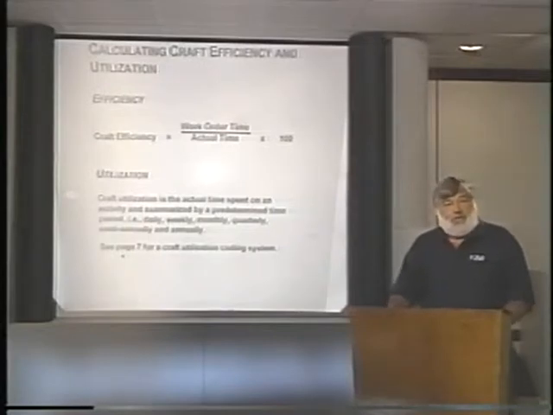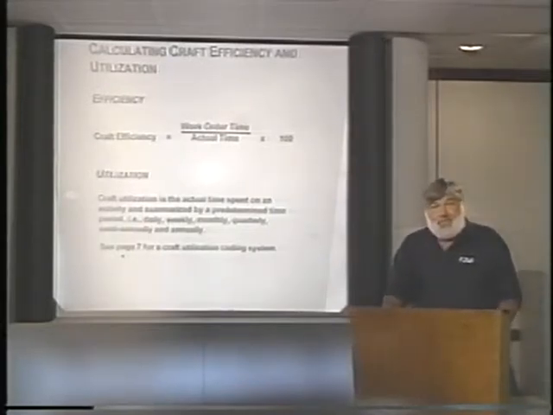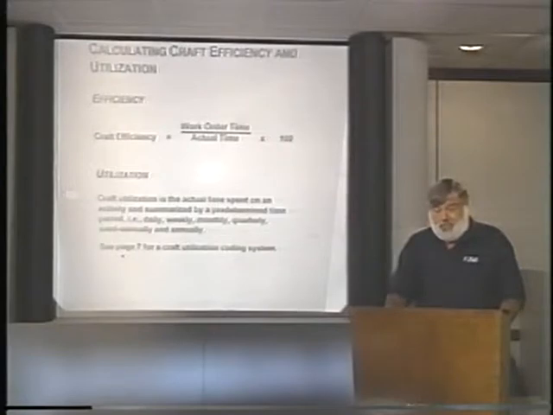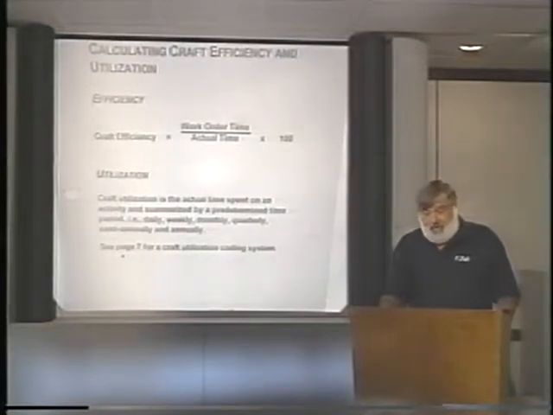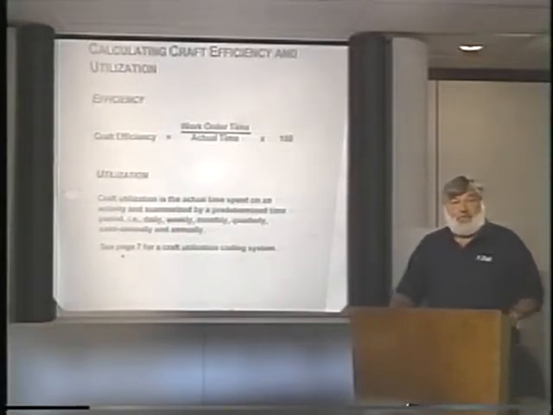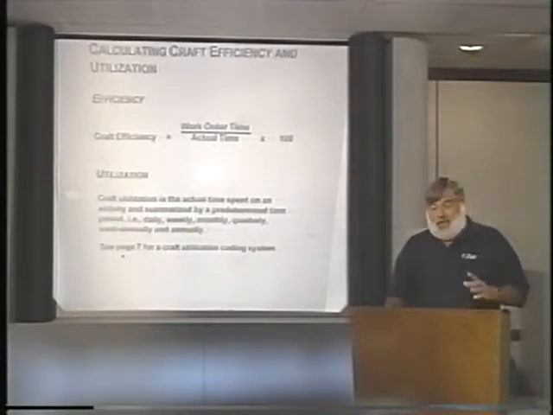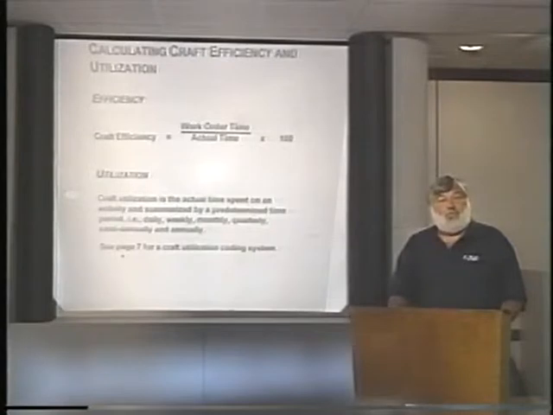Now you'll notice that there is a note on the bottom of page number 4 which indicates that we do have what I call a craft utilization coding system. It also can be referred to as a coding matrix, which is found on page 7. So we'll go to that page after we have an opportunity to walk through an efficiency and utilization example.